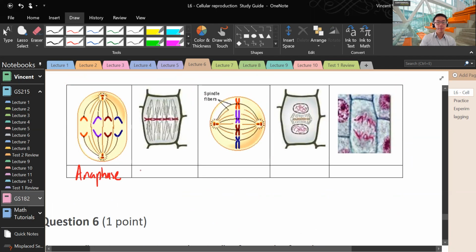This one all lines up in the middle. Metaphase. Another metaphase. Telophase here. You can see that 2 new nuclei are forming. And this is the first real picture. This is an onion cell. This is anaphase.